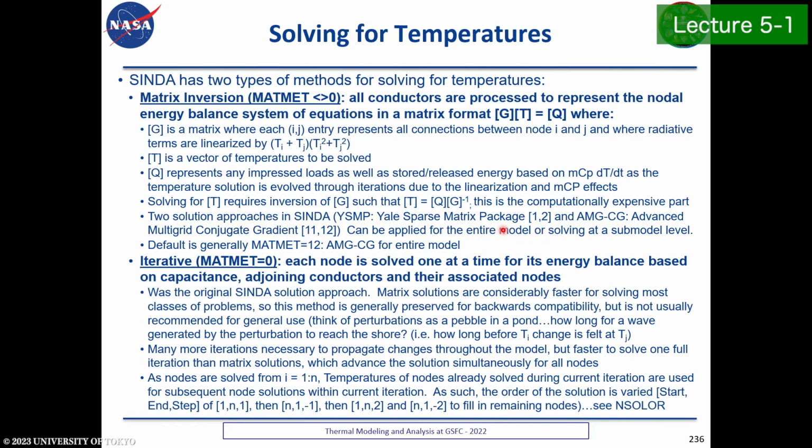The difference between 1 and 2: 1 says, let me solve each submodel by itself using this approach, whereas 2 says, let me solve all the nodes together that are using this approach. Similar for 11 and 12, it's the same way.